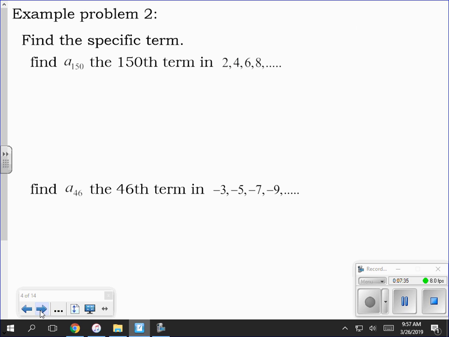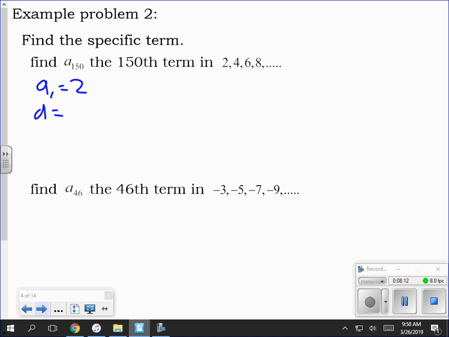Okay. So this one, find the specific term, find the 150th term, find the 46th term. The idea behind this is we're going to use this formula for arithmetic sequences. So we want to find the 150th term. We want to find a sub 150. We need a couple of things. There are 4 things in this formula. We're looking for one. We need the other 3. We need to know what the first term is. A sub 1. Well, my first term is 2. We need to know what D is.